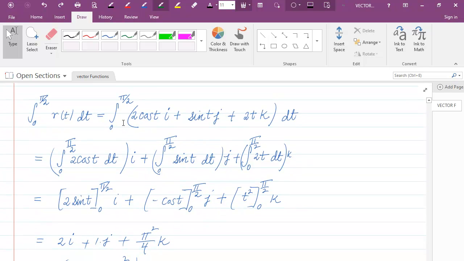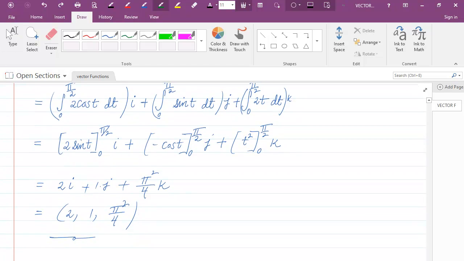So then we take the integral of the first component here, so the integral from 0 to pi over 2 of 2 cosine t dt times i plus the integral from 0 to pi over 2 of sine t dt j plus the integral from 0 to pi over 2 of 2t dt multiplied by the vector k. The antiderivative of 2 cosine t is 2 sine t. The antiderivative of sine t is negative cosine t. The antiderivative of 2t is t squared.